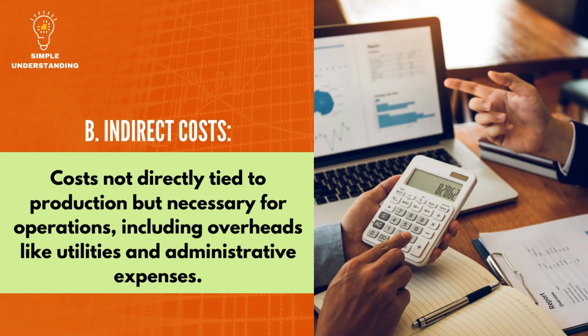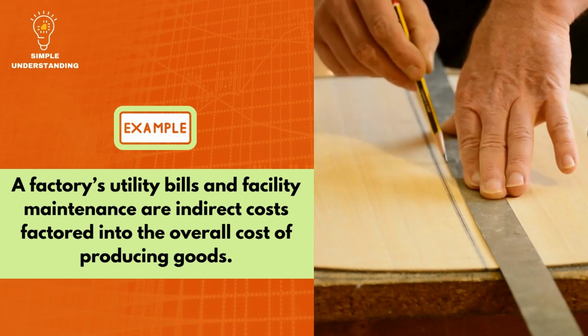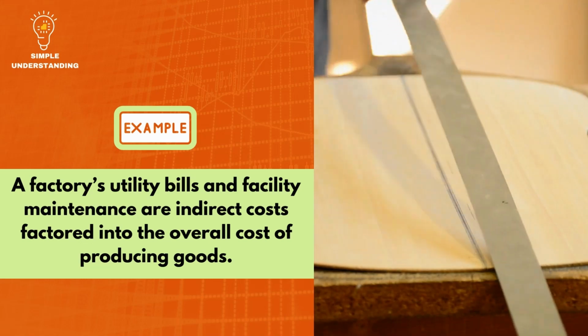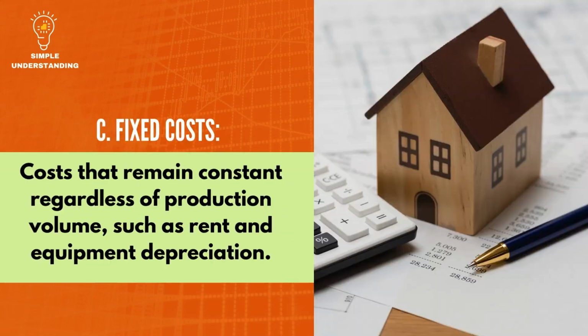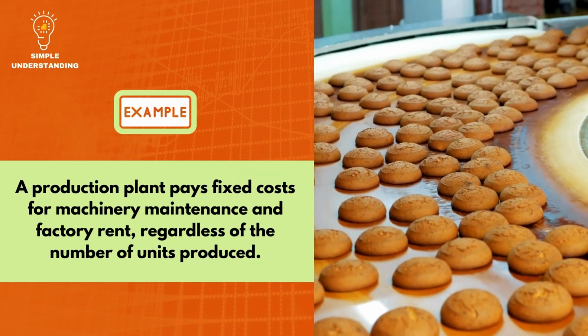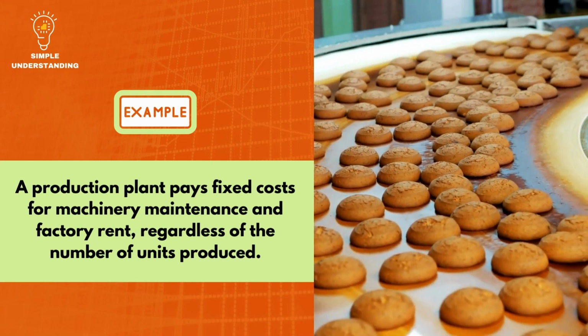B. Indirect costs. Costs not directly tied to production but necessary for operations, including overheads like utilities and administrative expenses. Example: a factory's utility bills and facility maintenance are indirect costs factored into the overall cost of producing goods. C. Fixed costs. Costs that remain constant regardless of production volume, such as rent and equipment depreciation. Example: a production plant pays fixed costs for machinery maintenance and factory rent, regardless of the number of units produced.